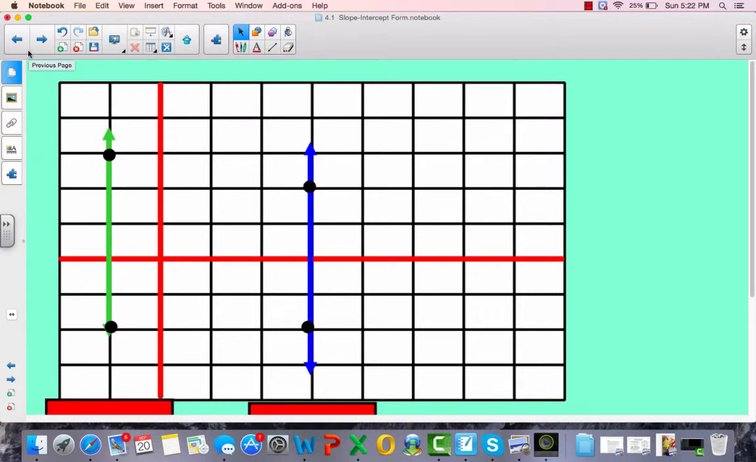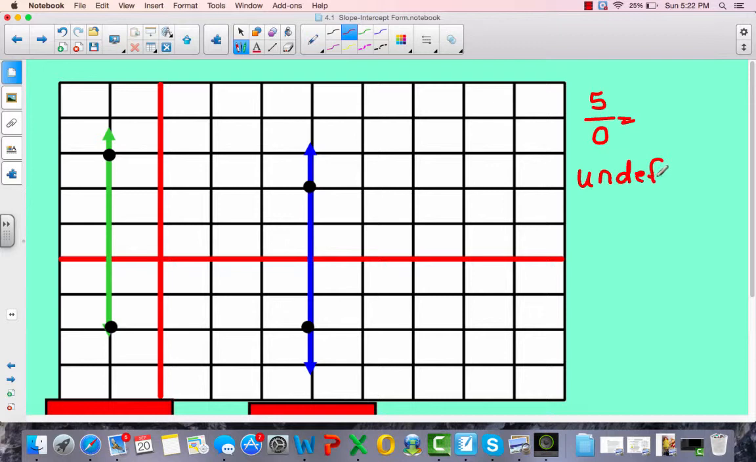Now, that brings us to the vertical lines. A vertical line, let's see what happens with it. We start here and we go up 1, 2, 3, 4, 5. So we go up 5 and we go to the right or left, 0. Now, what does that tell you about this one? Do you remember what it means to divide by 0? That's right, division by 0 is undefined. So the slope of a vertical line is undefined. The slope of a horizontal line is 0, but the slope of a vertical line is undefined.